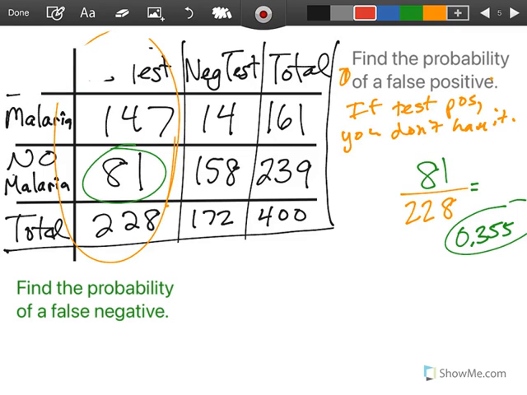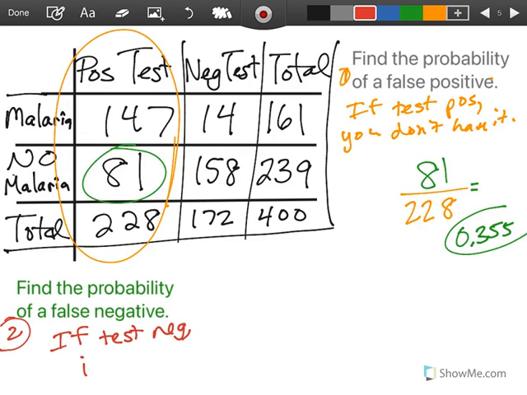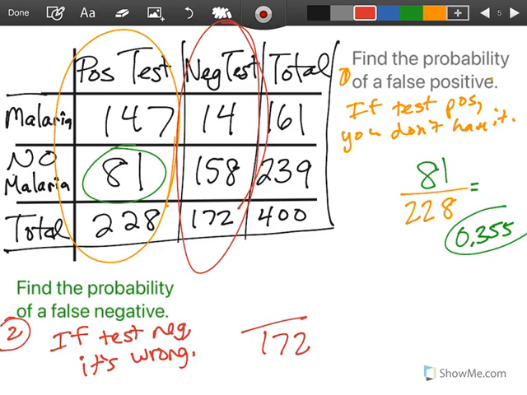Okay, so that's not what I wanted to have happen. Okay, we're just going to have to leave that up there. Okay, so then we're going to come down here to number 2, find the probability of a false negative. So that means if you test negative, it's wrong, right? Okay, so if you test negative, that means we're only looking at the negative tests. There's 172 of those. How many of those are wrong?